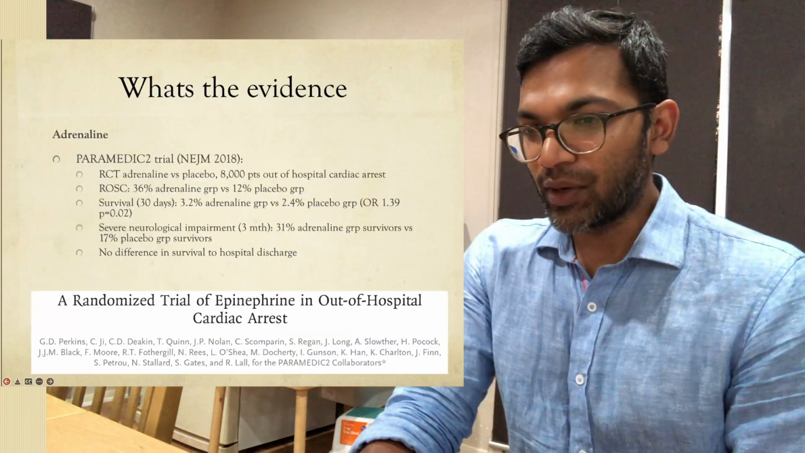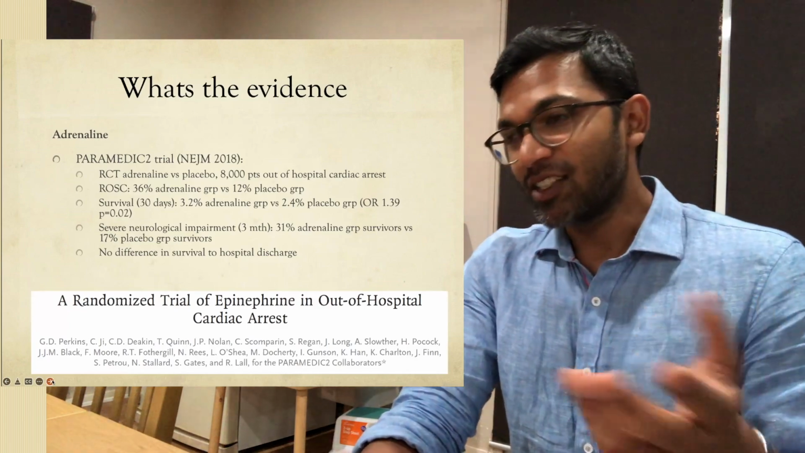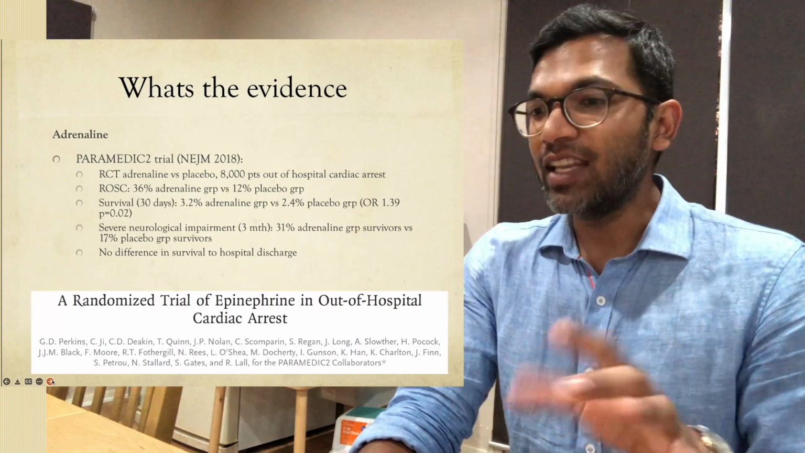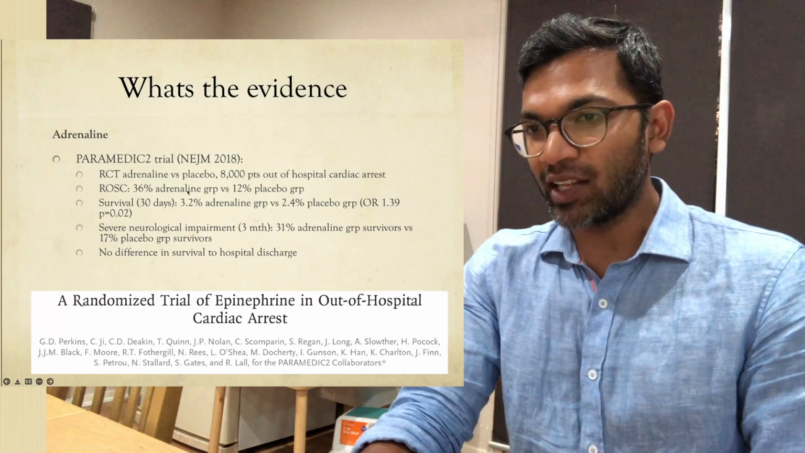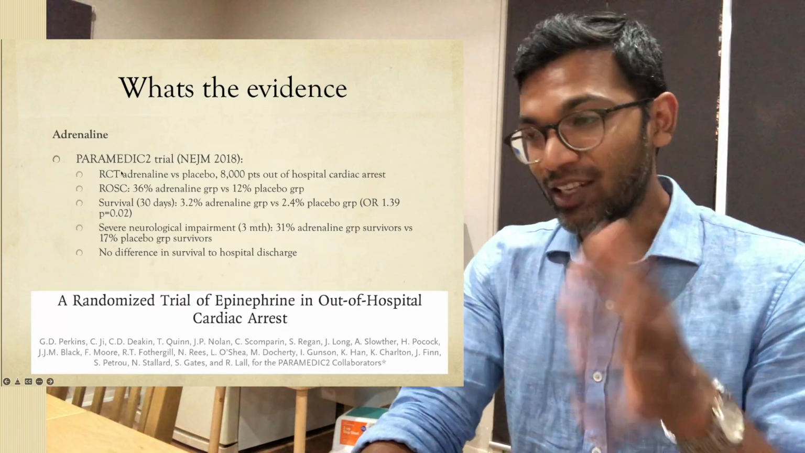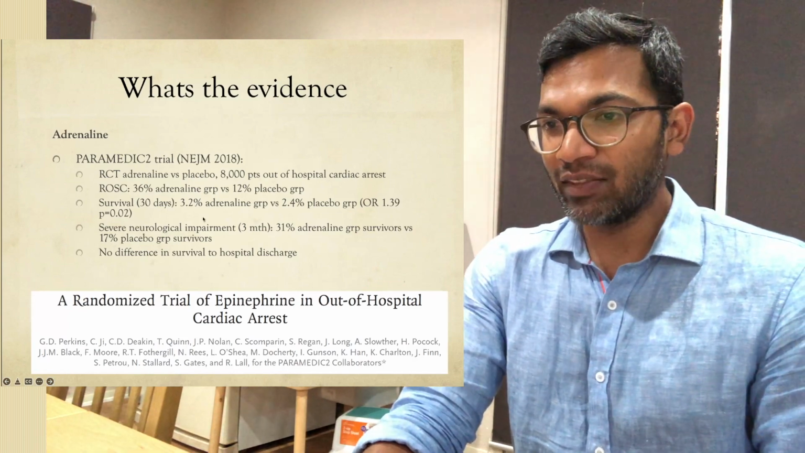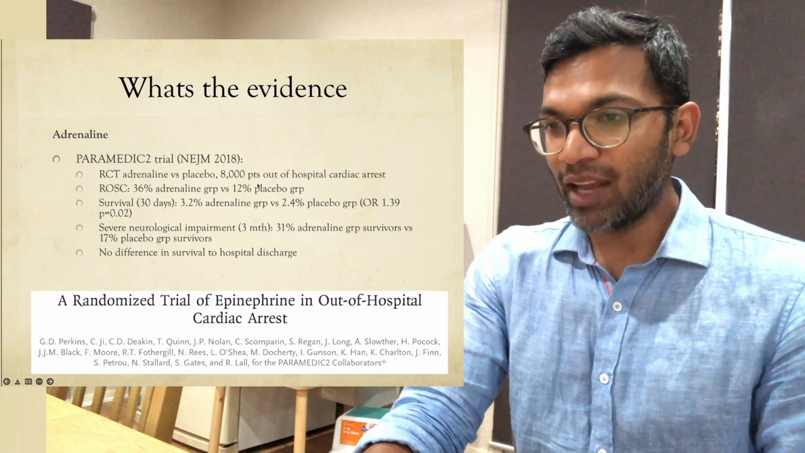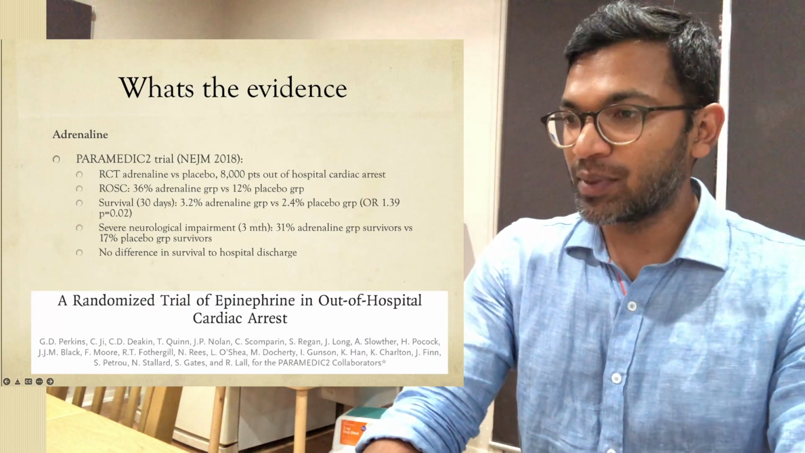So, that's interesting, right? There's only 2 medications. It's probably one of those things that you'll get asked as a multi-choice. There's only 2 medications in advanced life support, amiodarone and adrenaline. And even then, adrenaline is only minimally evidence-based. This is the big trial that happened. So the Paramedic 2 trial in the New England Journal of Medicine. Essentially you did have some better survival at 30 days, but no difference in survival to hospital discharge and more severe neurological impairment. Now, this is out of hospital cardiac arrest.